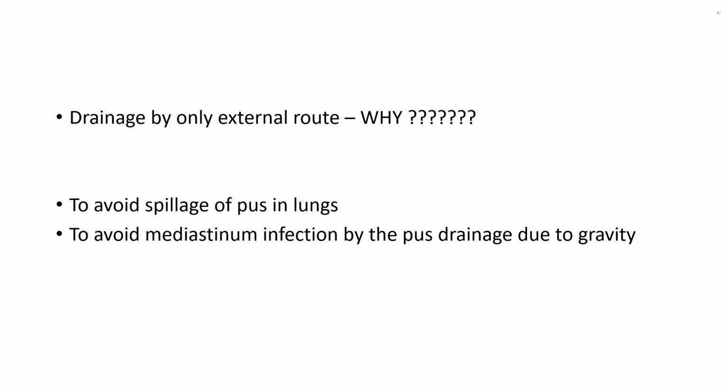Okay, so there is one basic difference here in the drainage of pus. That is, in case of chronic retropharyngeal abscess, the pus will be drained only by the external route, while we have seen in case of acute retropharyngeal abscess, the pus was drained most commonly by the transoral route. So why is it different here?